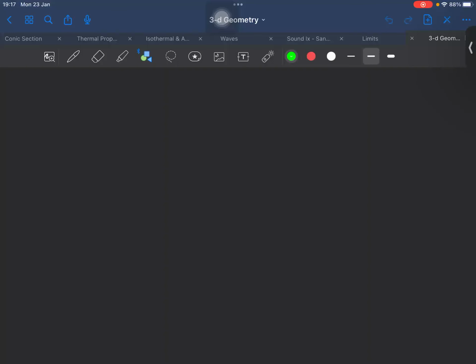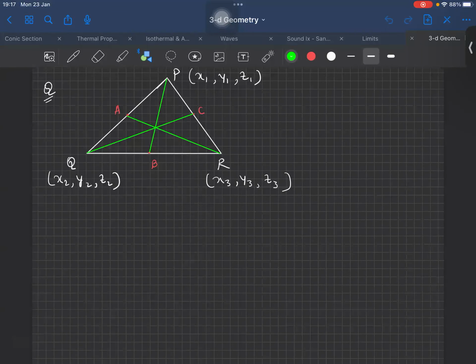How do we find the centroid? This point where the medians intersect is called the centroid. Let's say this point is some point O, whose coordinate is x, y, z, or we can write x naught, y naught, z naught. So how do we find this centroid?